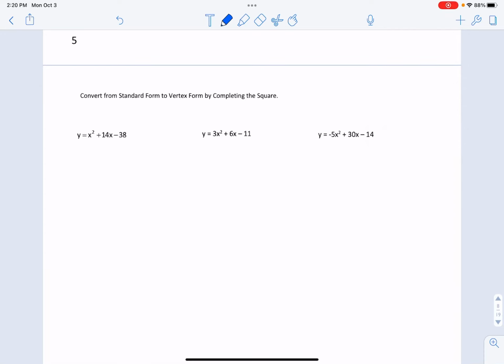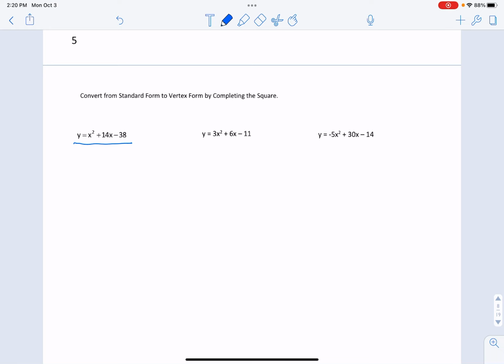Today, we will study the quadratic function, how you convert from standard form to vertex form by completing the square. I will give you 3 examples. First one, y equals x squared plus 14x minus 38, which has a leading coefficient of 1.